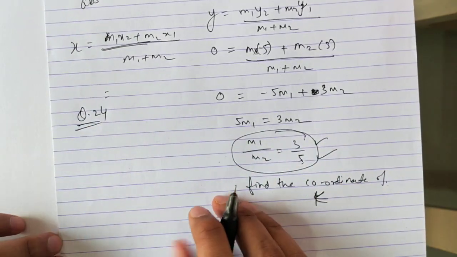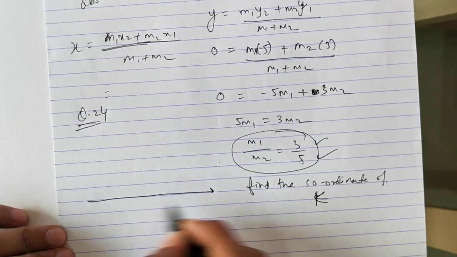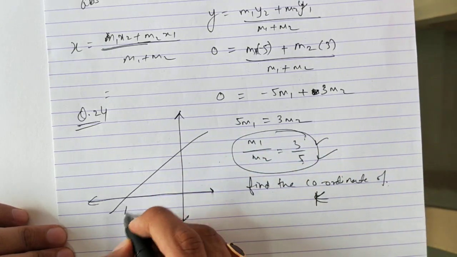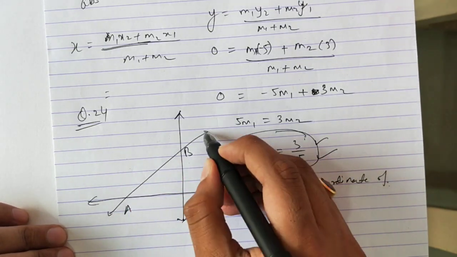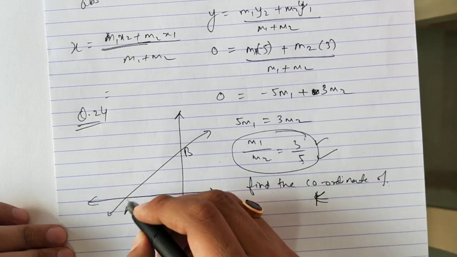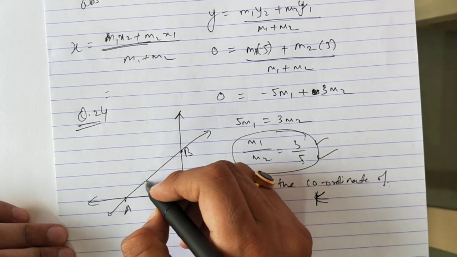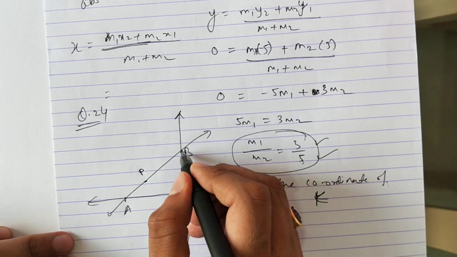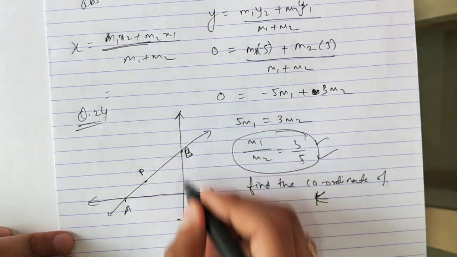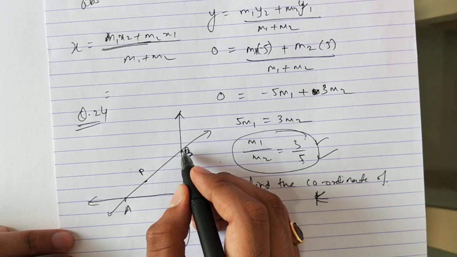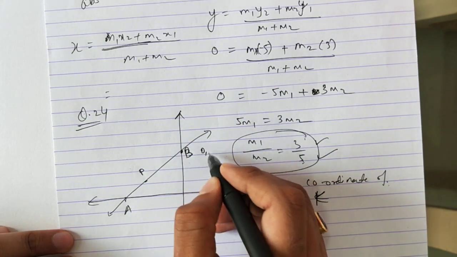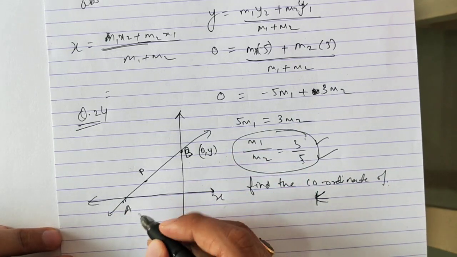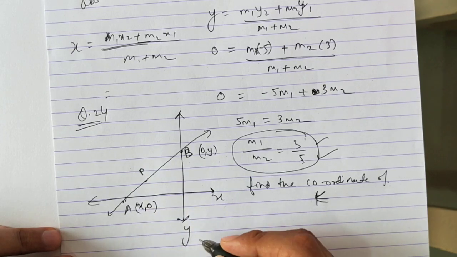Question number 24. They have again given a diagram like this, a small graph. This line cuts the x-axis and y-axis at point A and B, and P is a point here. Now remember, this point B is on the y-axis. So the point is (0, y). A is on the x-axis. So A is (x, 0).